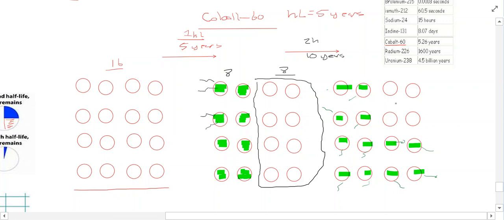If you go another half-life, or another 5 years, so in 15 years, there'll only be 2 remaining. So that's what we mean. That's the concept of looking at an example of half-life.